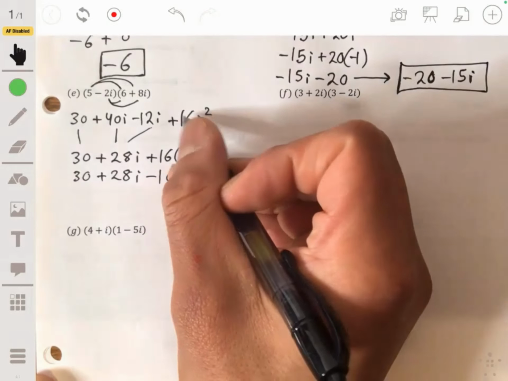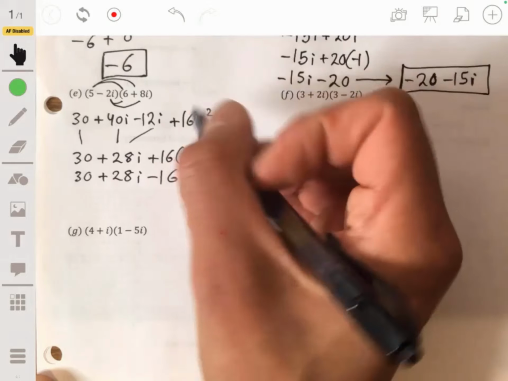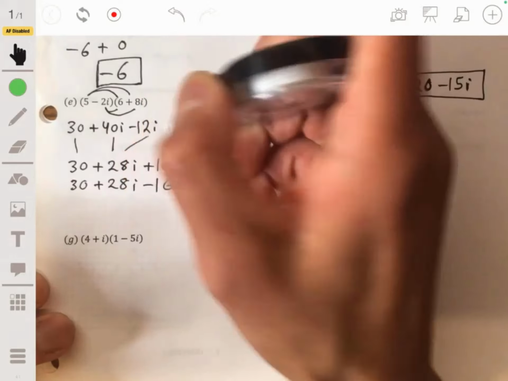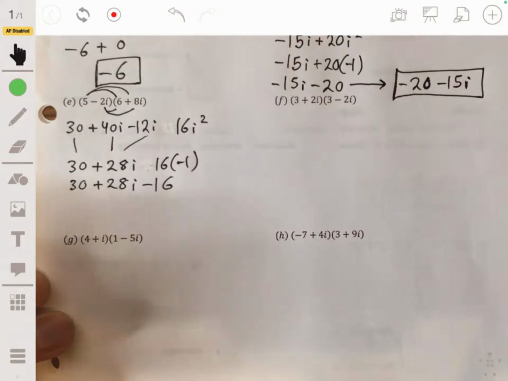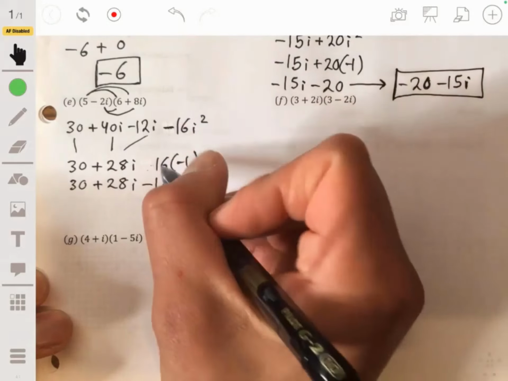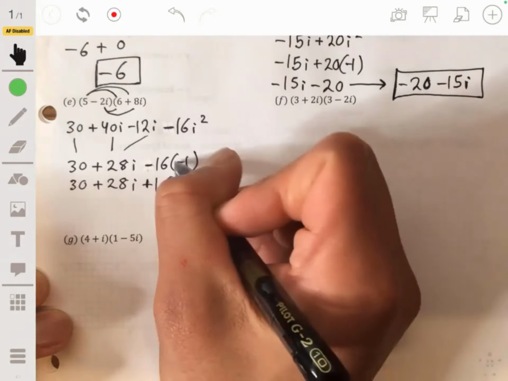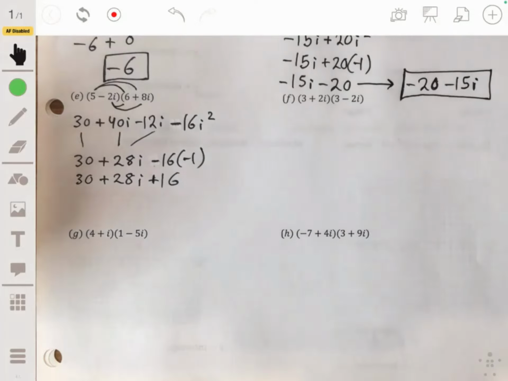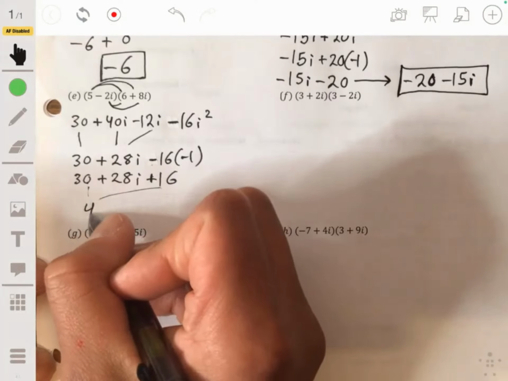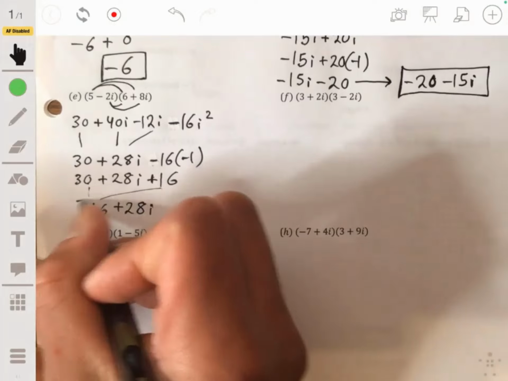Sorry, wait. Oh, wow, I screwed up here. This would be a minus, negative 2i times 8i, that should be a minus 16i squared. So it should be minus 16 times a negative 1, and then that'll be a positive 16. Then we combine the 30 and the 16 to make 46, and then drop the 28i. And our final answer is 46 plus 28i.